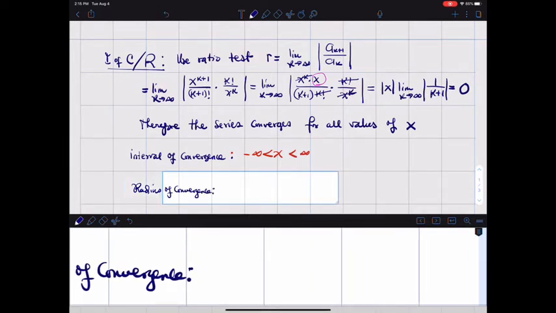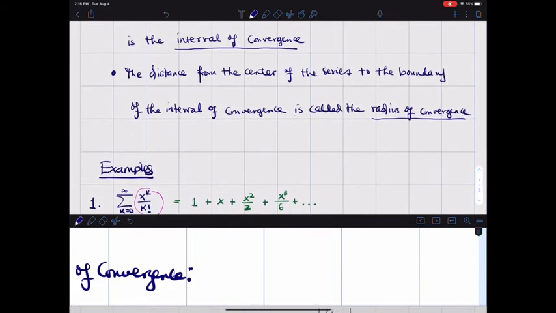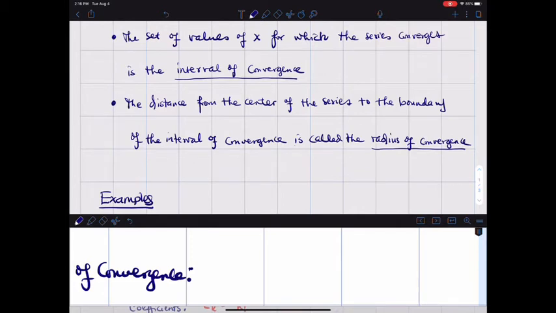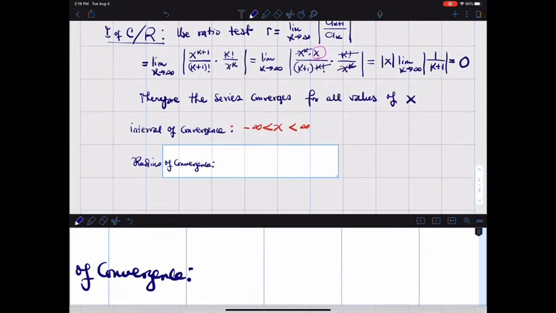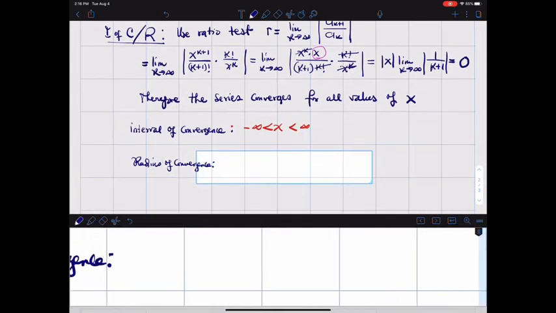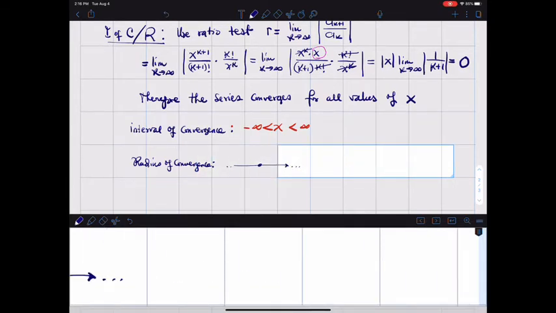is now going to be, remember the definition of the radius of convergence, the distance from the center of the series to the boundary of the interval of convergence. All right, the interval of convergence is from negative infinity to infinity. So if the center is 0 and the boundary is all the way at infinity, our radius of convergence, r, is just going to be infinity.